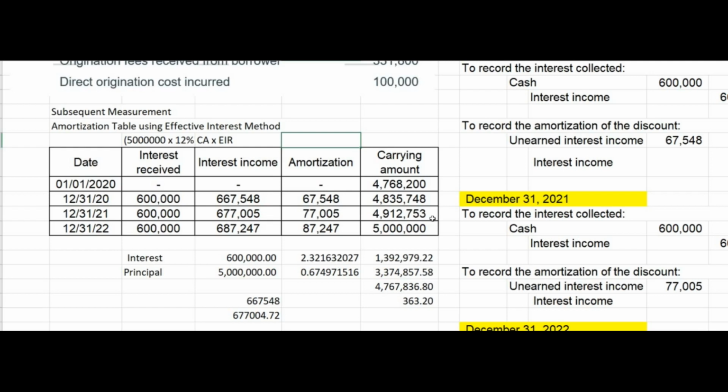4,912,753. So, for the last year, since your objective in amortizing is for the carrying amount to equal the principal at maturity, for the last year, you don't multiply this by 14%. Instead, you just get the difference of these two. The difference of those two is 87,247. That's the amortization. So, we just work back. To get the interest income, you add the amortization plus your interest received of 600,000. So, you have a total of 687,247.